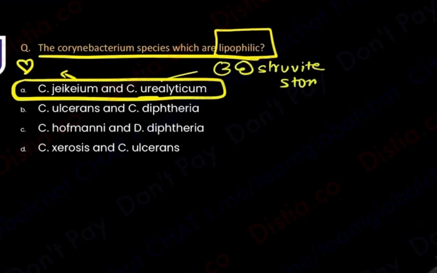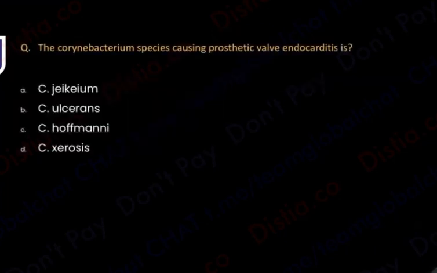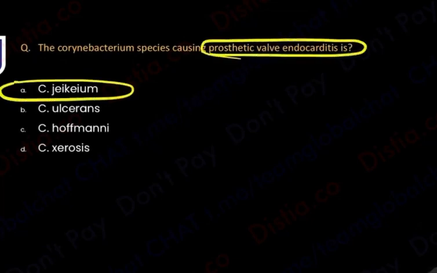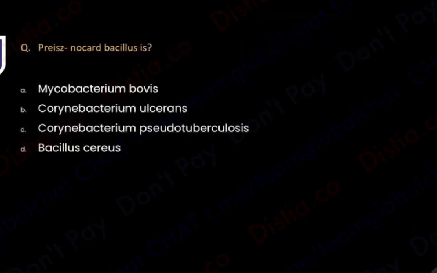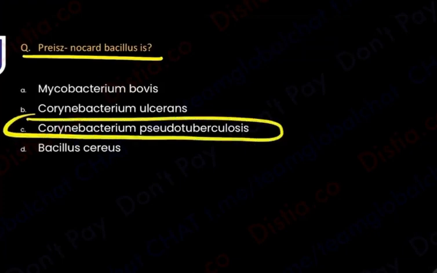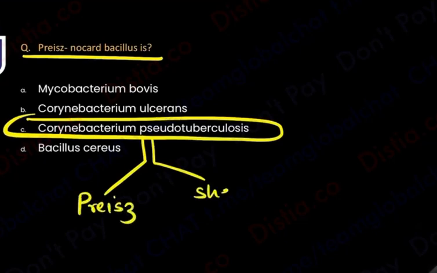Okay. On the same, let's proceed forward. The Corynebacterium associated with prosthetic valve endocarditis, we just told you: jeikeium causes it. Next one. Which of these is the pre-Knockout bacillus? I gave you a mnemonic. First tell me, pre-Knockout bacillus: Corynebacterium pseudotuberculosis. I said take the P, take the S. P for pre-Knockout bacillus and S is going to be for involvement of the sheep.